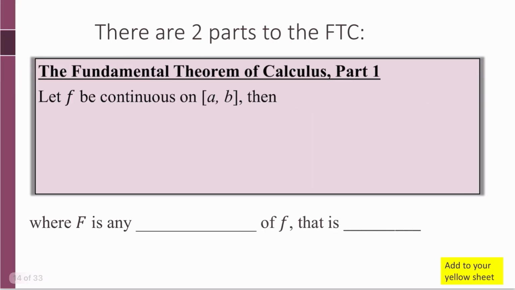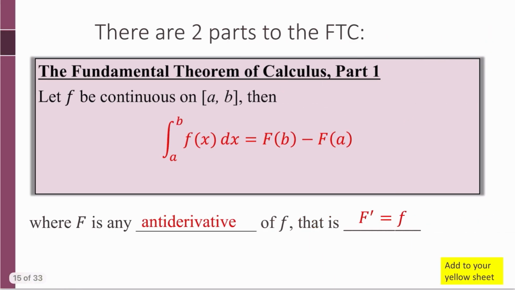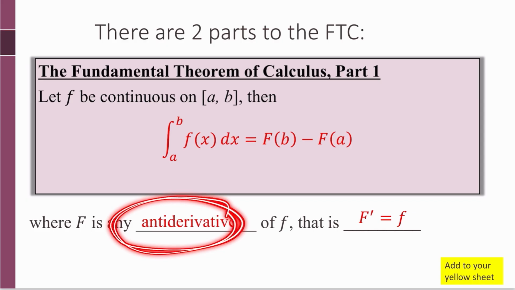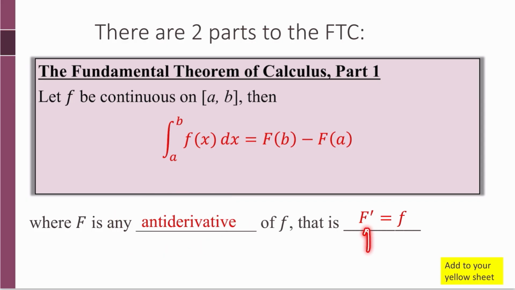So the fundamental theorem of calculus, part 1, says: let f be continuous on [a, b]. Then the integral from a to b of lowercase f of x dx is going to be capital F of b minus capital F of a, where capital F is any antiderivative of f. In other words, capital F prime is equal to lowercase f. If you want, you can write this on your yellow sheet.